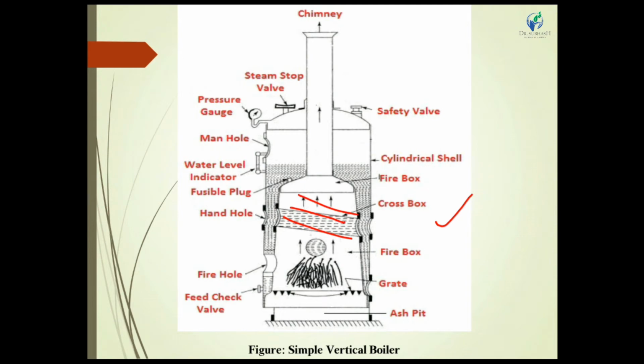Cross tubes: there are many cross tubes available in the boiler to increase the heat transfer rate, so that more heat energy is transferred to the water and the water forms steam. All of these parts are considered part of the firebox. Then the fire comes from the grate.